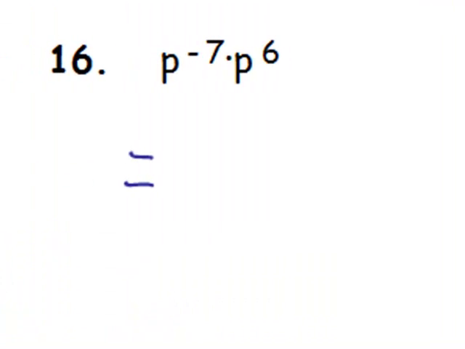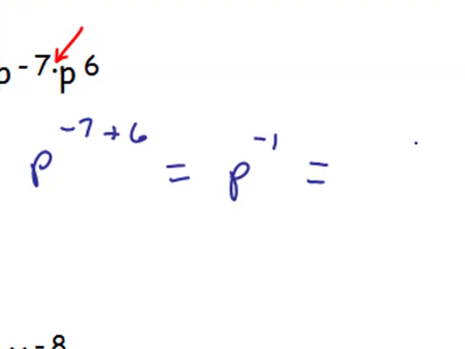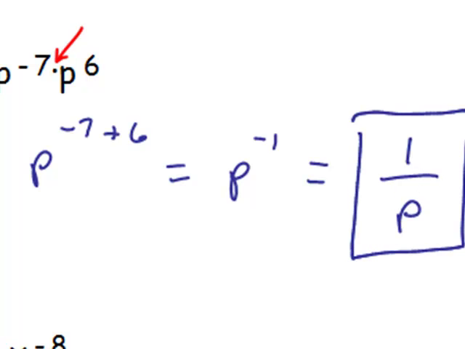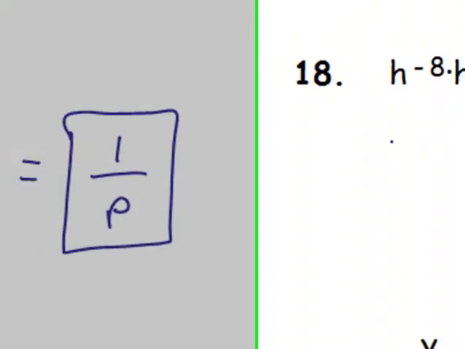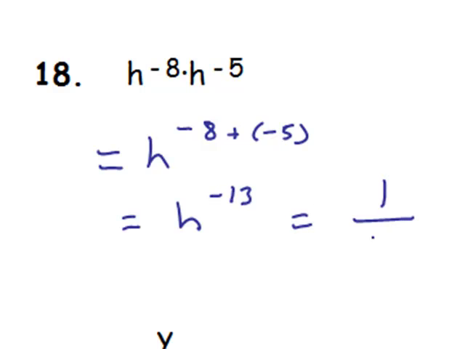Number 16 is a product. So we will use the product rule, and that means p to the negative 7 plus 6, which is p to the negative 1. And we won't leave it like that. We'll write it with a positive exponent, 1 over p. 18 is very similar. Product rule, negative 8 plus negative 5. That is h to the negative 13 power, which is 1 over h to the 13th.